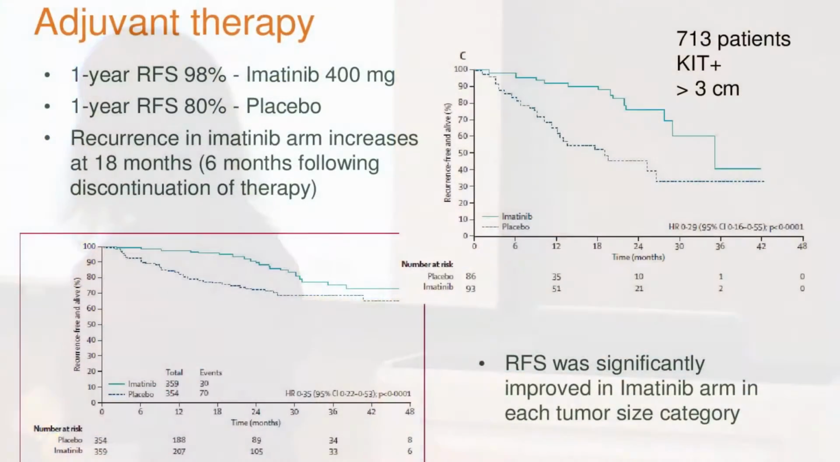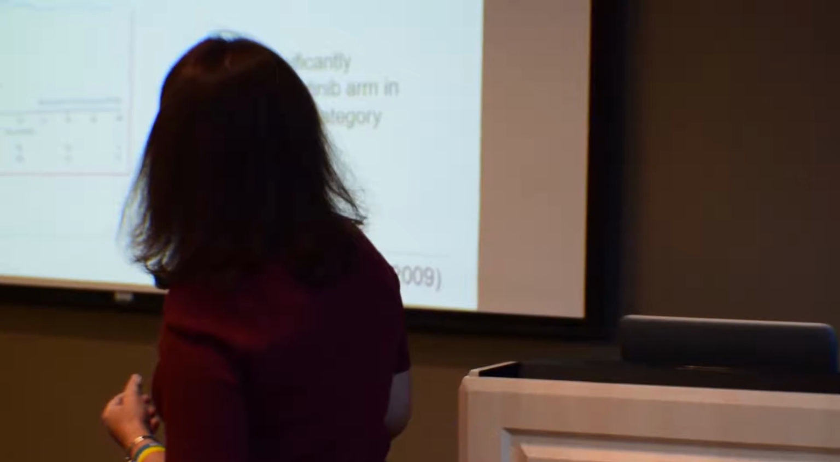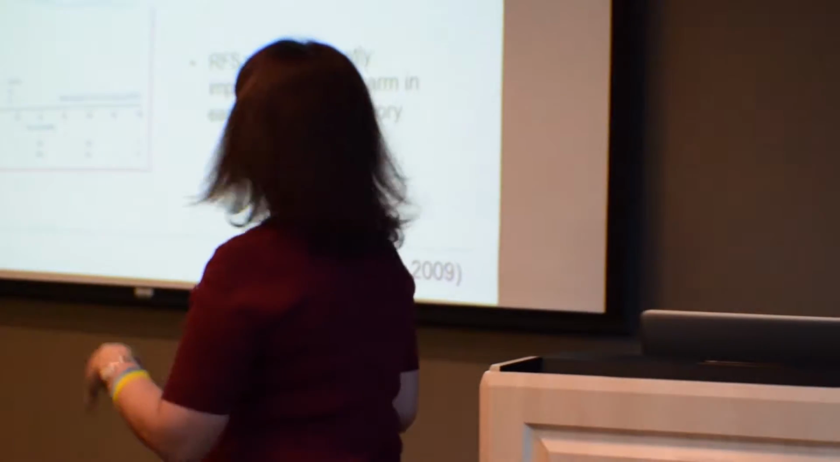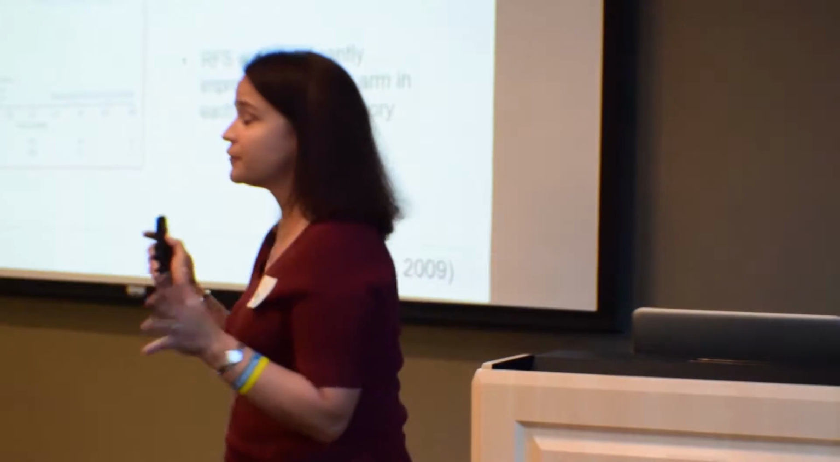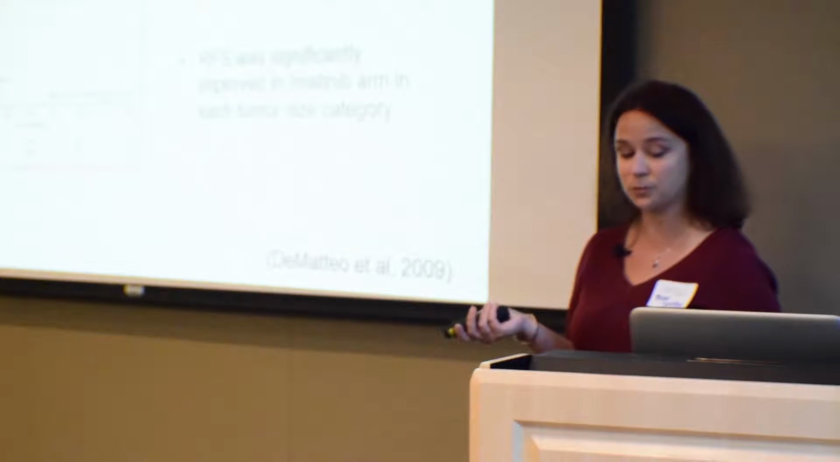And then when they split this out and tried to look at who really was benefiting, this is a picture of the high-risk people. So the high-risk people, you can see there's a tremendous benefit here. So at 1 year, for example, about 30% of patients had had their tumor come back, whereas only about 3 or 4% of patients had had their tumor come back when they were on Gleevec. So this was the first study that really suggested that using Gleevec after surgery could prevent these tumors from occurring.